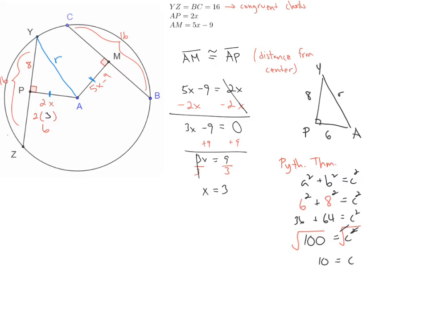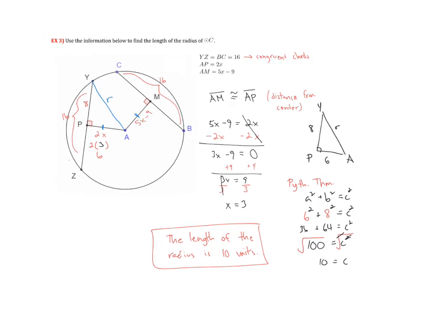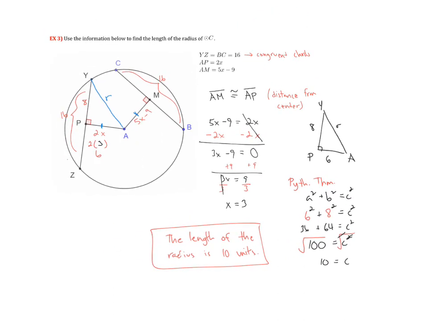But in order to make it extremely clear, I can say that the length of the radius is 10 units. All right, and that is example 3 all worked out in its entirety.